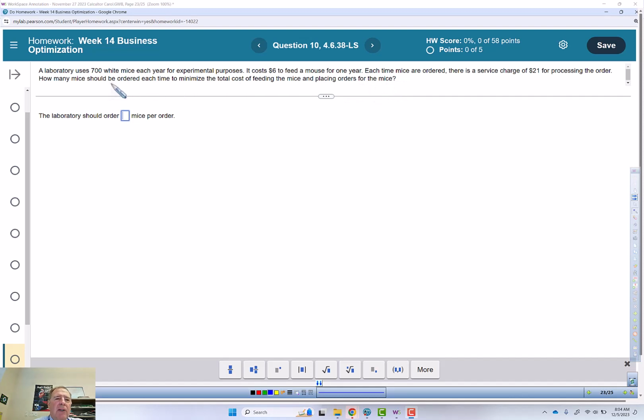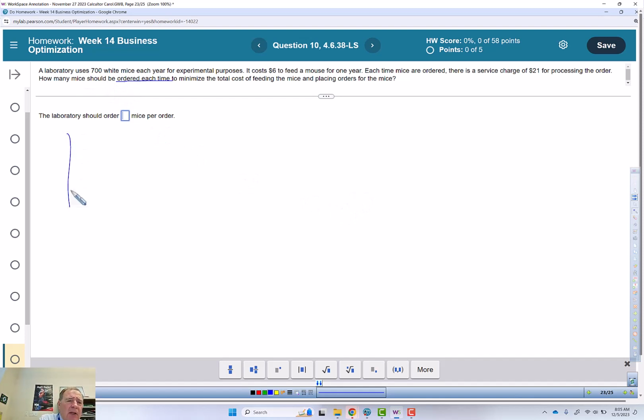So the little wrinkle here, this is an inventory management problem like number 9, but now instead of asking us how many orders should be placed each year, now they're saying how many mice should we order each time. So we're going to start by solving it for the number of orders, then we're going to divide 700 by the number of orders.